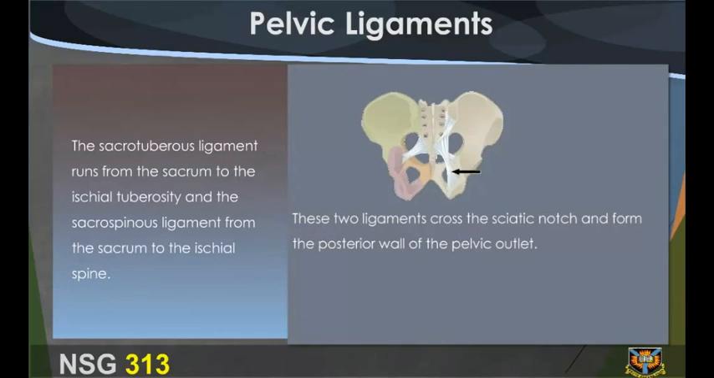The sacrotuberous ligament runs from the sacrum to the ischial tuberosity, and the sacrospinous ligament runs from the sacrum to the ischial spine. Diagram. These two ligaments cross the sciatic notch and form the posterior wall of the pelvic outlet.